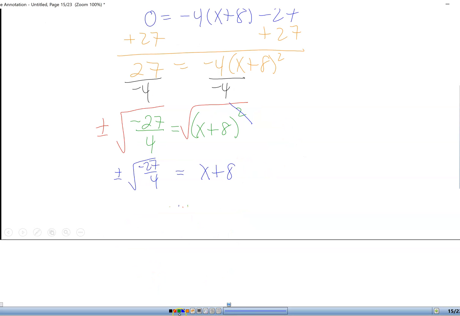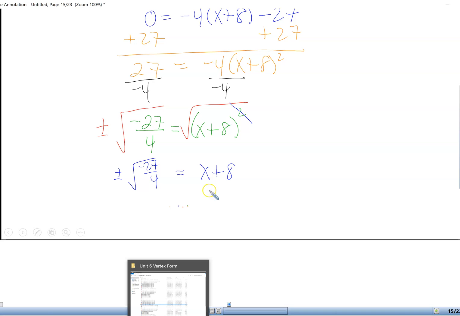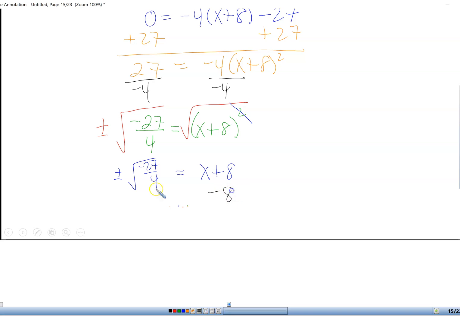You can simplify that square root of that negative fraction right now if you want to, or you can wait. I'm going to wait again just because of space. So I'm going to subtract 8, which is rational, so it's going to go in front again, giving me negative 8 plus or minus the square root of this negative fraction. All right, so now let's talk about the simplifying here.